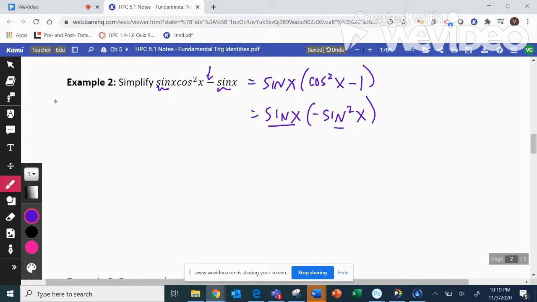And then I can multiply these together, and I get negative sine cubed x. And this is as simple as I can go.